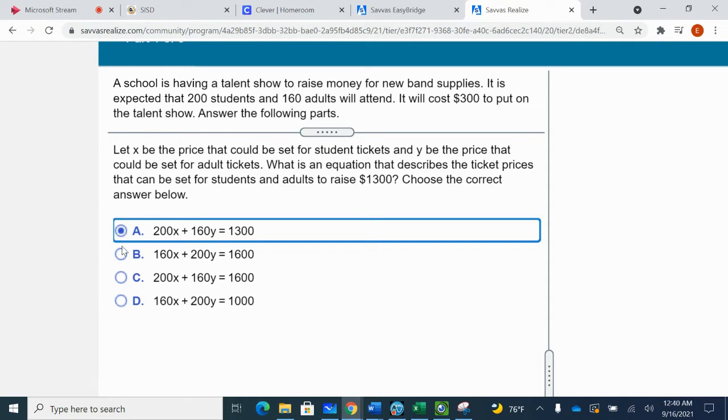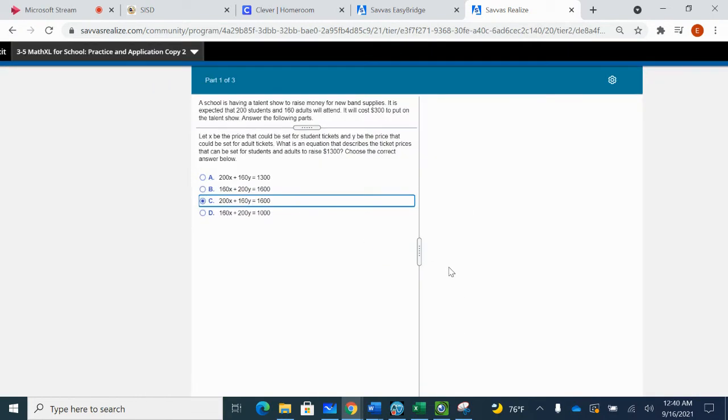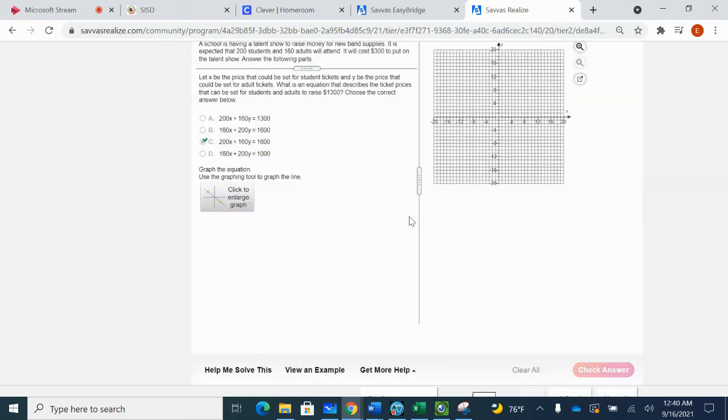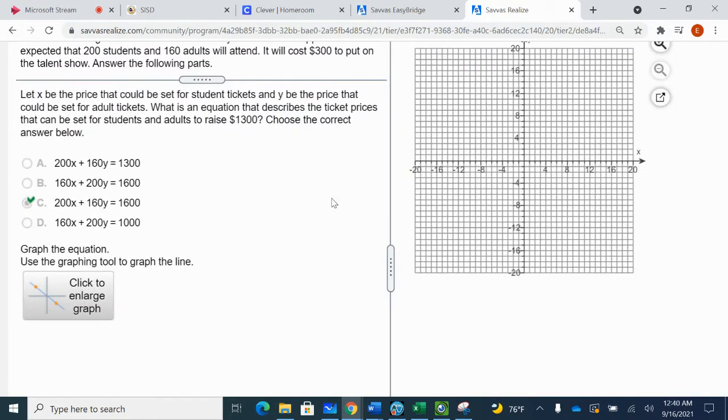200x plus 160y. Now again, be very careful. They're trying to trick you here, right? This is 1,300, but remember, they're not taking into account the amount of money you spent to start the talent show. So be very careful, guys. Be very careful. Now they want you to graph it.